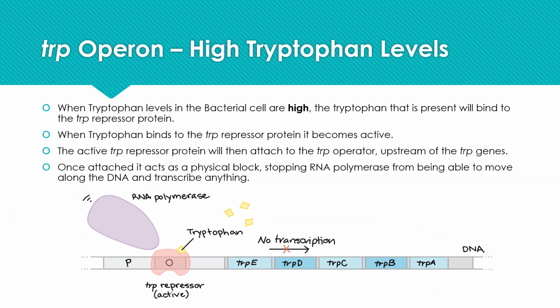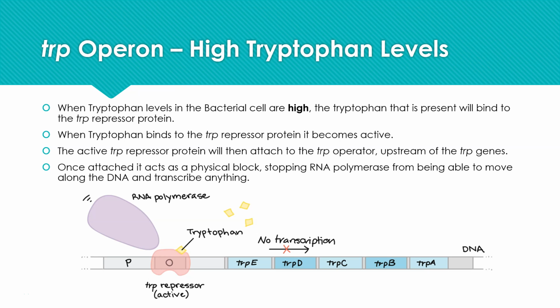So, like I was saying, high levels of tryptophan. If the tryptophan is present, it binds to the TRP repressor protein. Once it binds, it creates a shape change within that repressor protein, and once that repressor protein has its shape changed, it becomes active and takes on a shape that will now actually be able to attach to the DNA. And it does this upstream of those TRP genes.